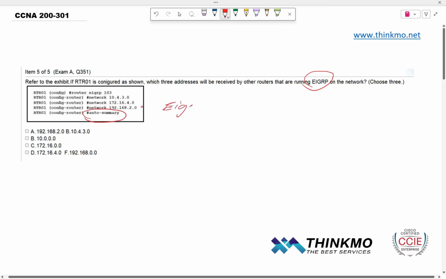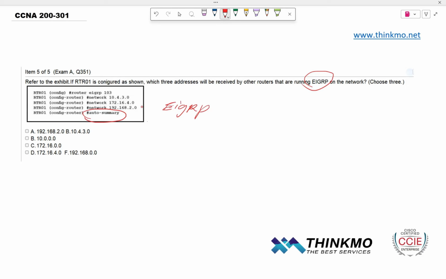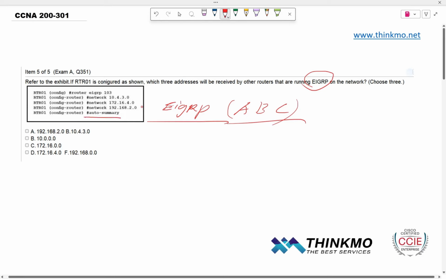For the EIGRP protocol, by default, this command is disabled. The auto summary command is disabled, which is called automatic summarization. It will summarize addresses into Class A, Class B, or Class C. Then there's a protocol called RIP, and for that protocol, this command is enabled by default. So we have to manually turn it off with no auto summary. So for EIGRP, it is disabled by default.